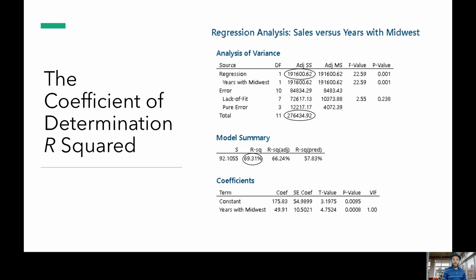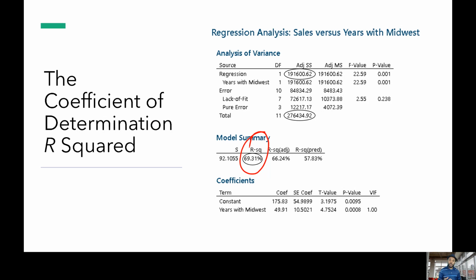Looking at this output, our R squared is basically 69.31. So R squared is 0.6931, which tells us that 69.31% of the variance in sales can be explained by the years with Midwest. So this is a fairly good R squared for a simple linear regression.